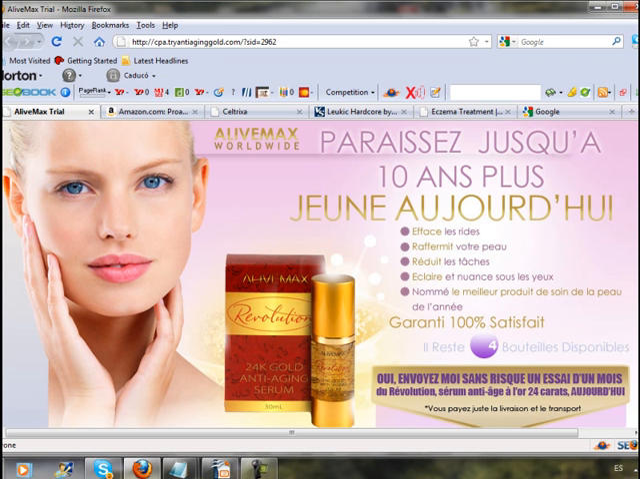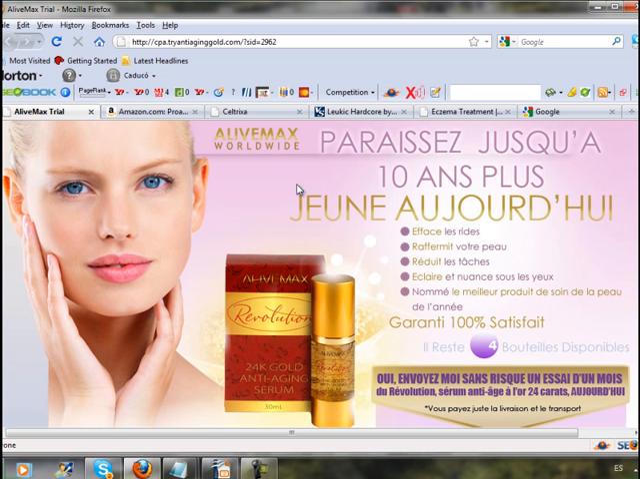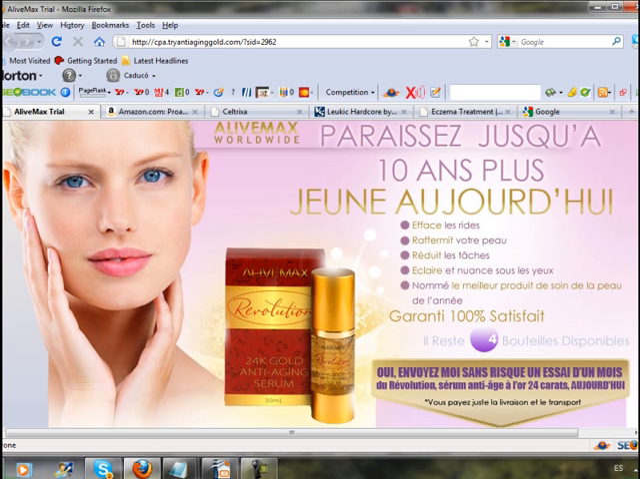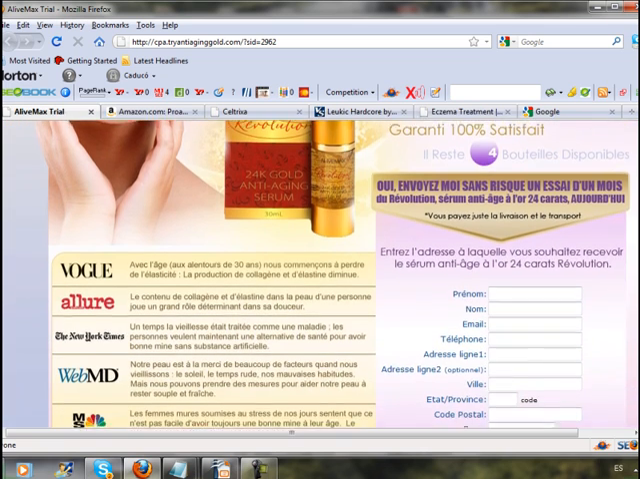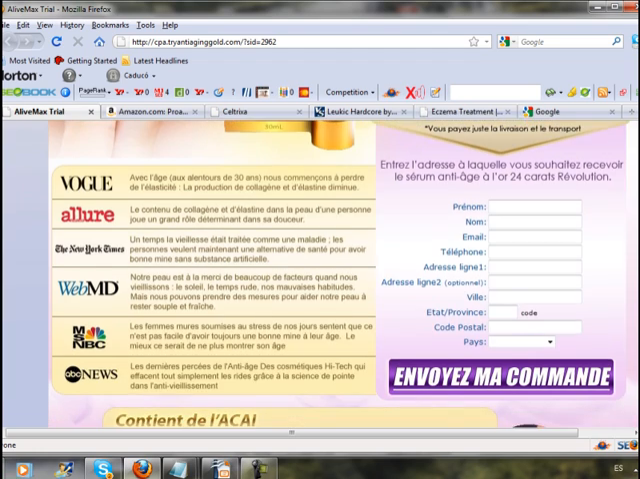If you remember back to the checklist, the first thing that we said was the offer needs to be easy to sign up to. If someone comes to this page wanting this product, Alive Max, it needs to be easy for them to get it. And what's on this page is an example of probably the best case scenario in terms of how easy it is to get a product.